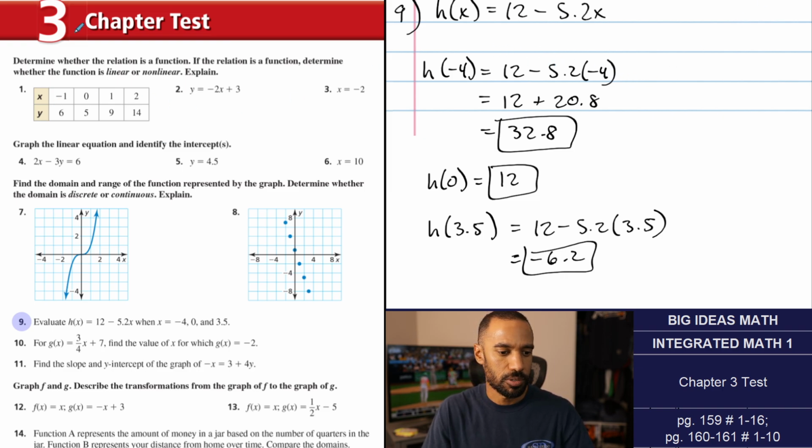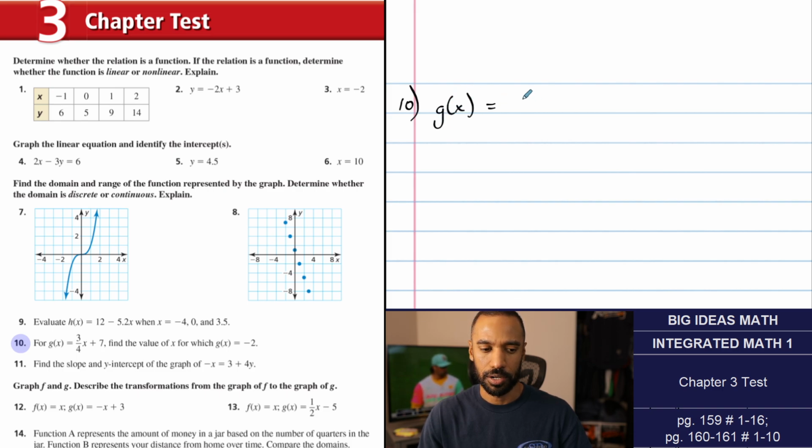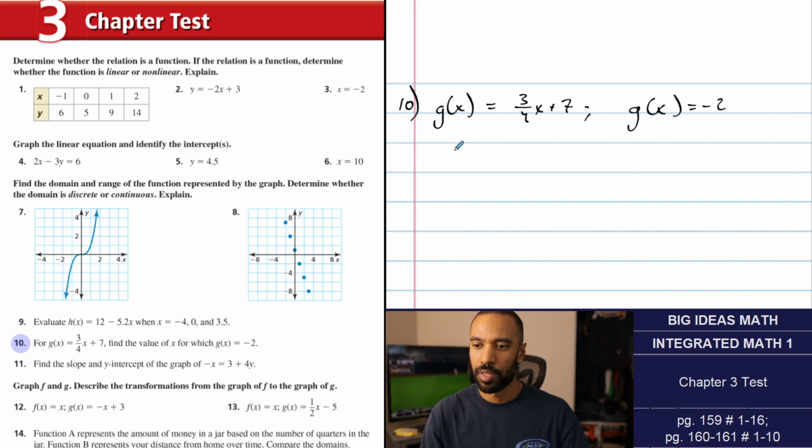That's evaluating those ones. Number 10 says for g of x equals 3/4 x plus 7, find the value of x for which g of x equals -2. This time we're substituting for y, not for x. So we have the equation here. We need to do it for g of x equals -2. G of x just means y. So y equals -2. There's our substitution.